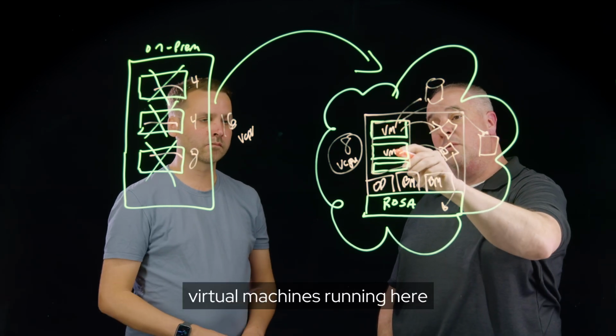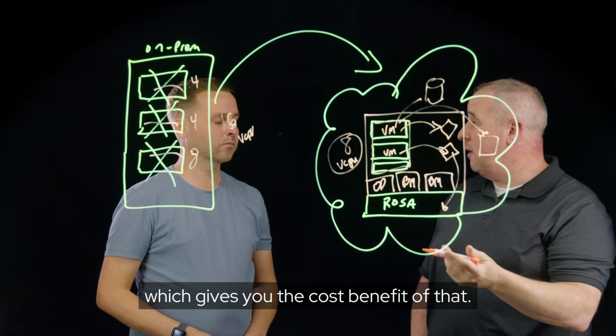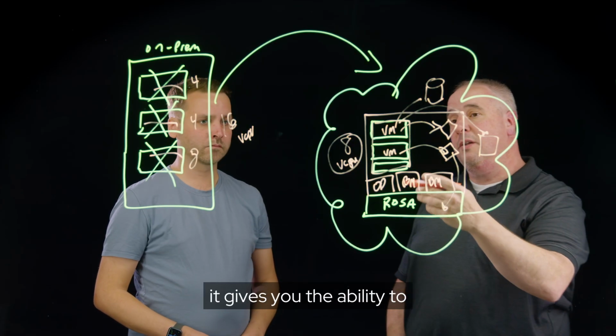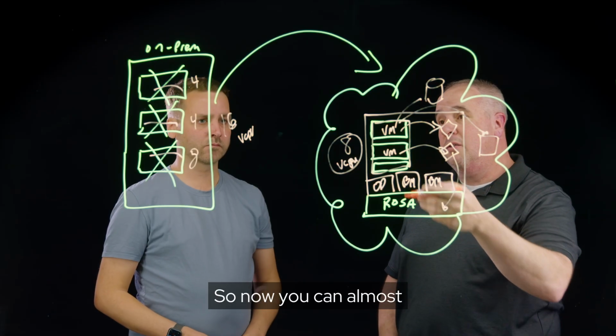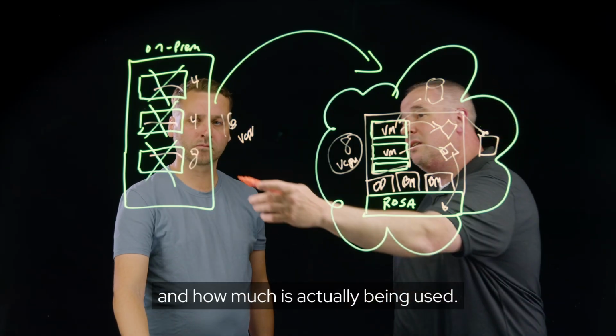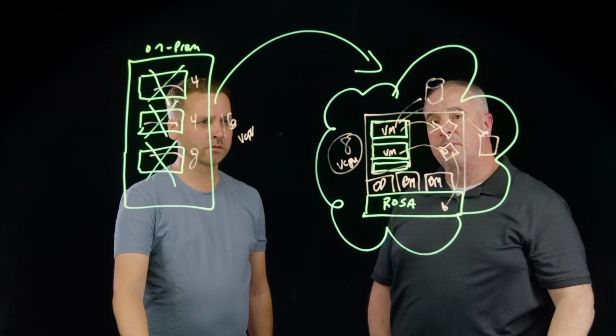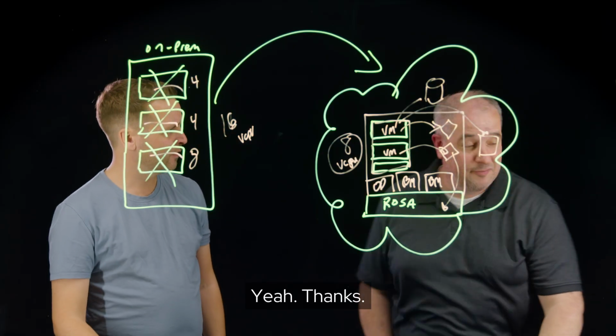Because now the virtual machines running here are only going to use 8 vCPU, which gives you the cost benefit of that. Even though it's running on bare metal, it gives you the ability to run more and more systems here. So now you can almost double your capacity or triple, based on the workloads and how much is actually being used. So you're taking better advantage of the hardware itself. That's brilliant. Great. Should we head back? Yeah. Thanks.